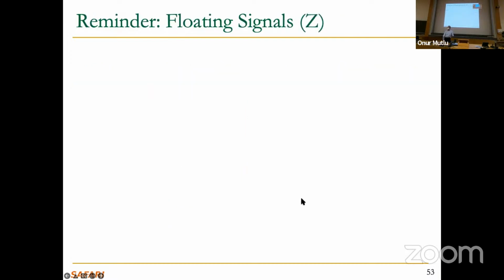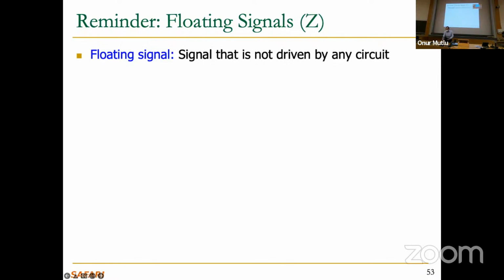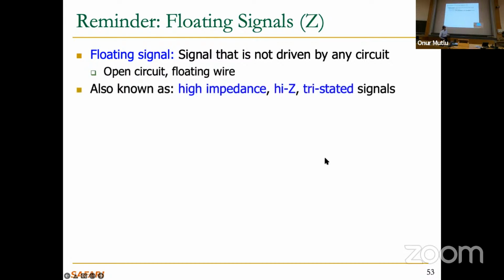Okay, floating signals. Remember, you have to study this on your own anyway when you do the labs. A floating signal is a signal that's not driven by any circuits, right? Remember, this is a slide that we saw before. And we've seen this when we talked about tri-state buffers, for example. Open circuit or floating wire. This is also known as high impedance or high Z or tri-stated signals.